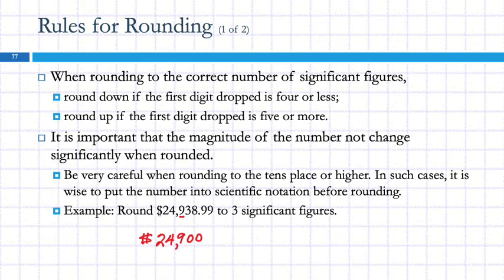24,900 is that number rounded to the nearest hundred. But I see this every semester, people round a number like that to 200 when it's 24,000. It's easy to do. So what I encourage you to do is anytime you're rounding over here to the left of the decimal point, put the number in scientific notation and then round it, and this never happens.